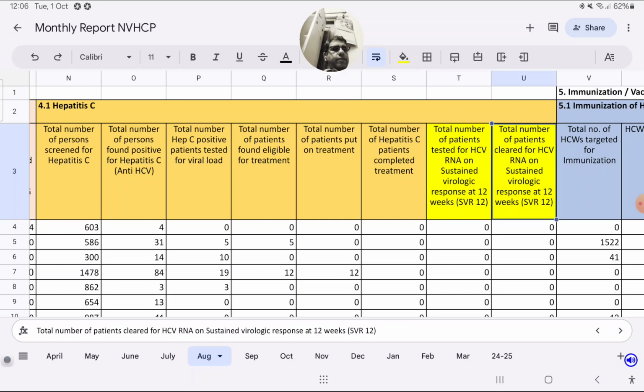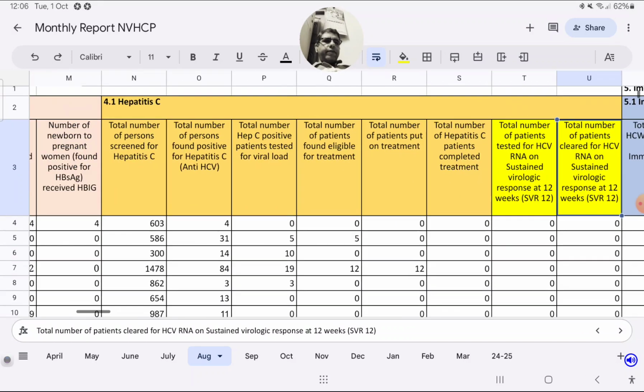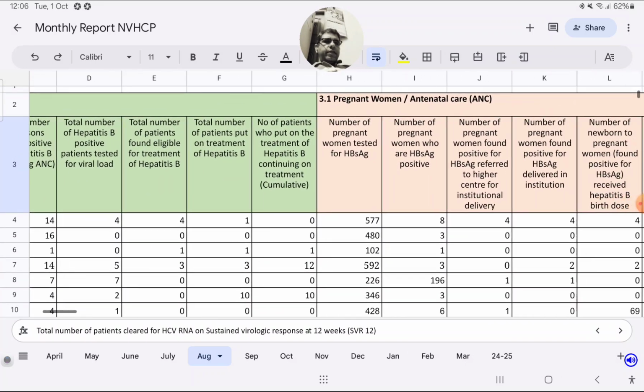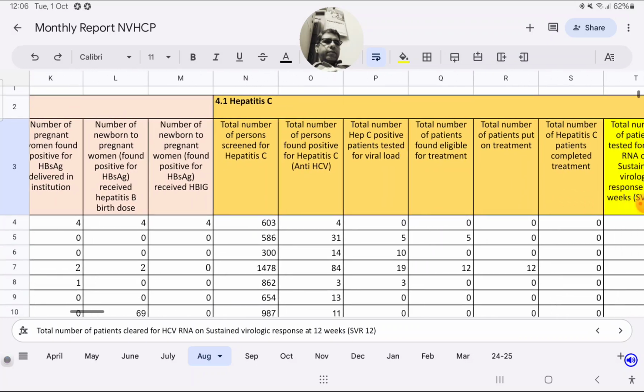The next is total number of patients cleared for HCV RNA on sustained virological response at 12 weeks. So after 12 weeks, or 3 months of treatment, we shall test for viral load, and here we shall write the number who, after 3 months of treatment, have become negative in viral load. So now we have not found any RNA by viral load testing. So these are the main first 3 segments where we are reporting as a whole.